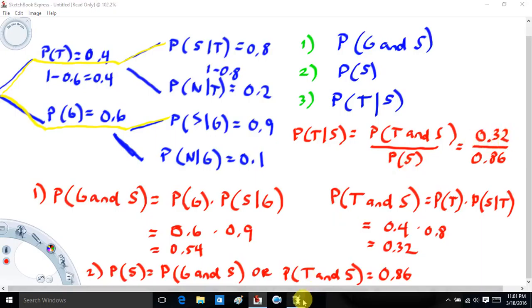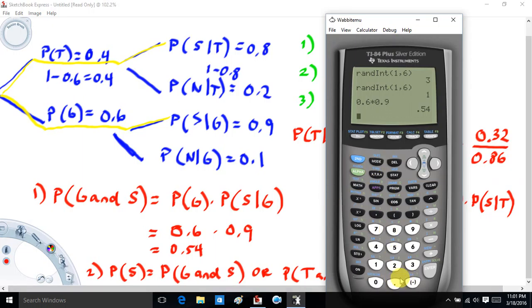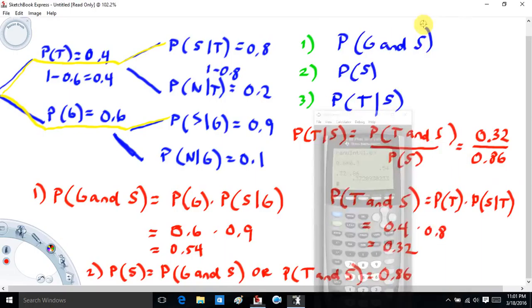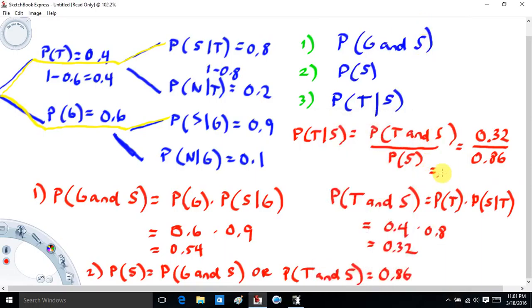So when you divide these two, you get the answer, which is 0.372. Okay, so if we had to write that as a percent, it would be 37.2%, which is close to a 1 in 3 chance. So given that you got a scholarship, there was a 1 in 3 chance that you had Coach Tom.